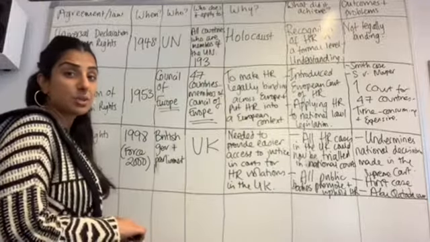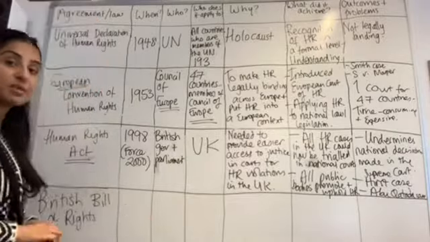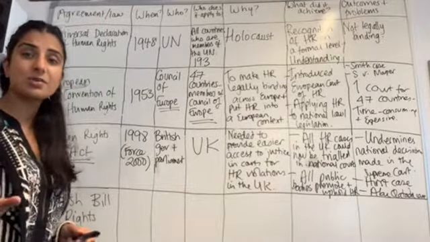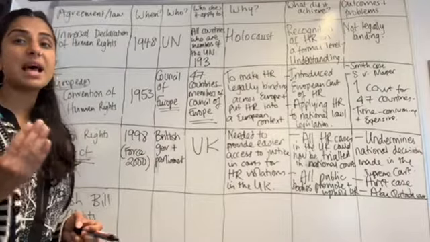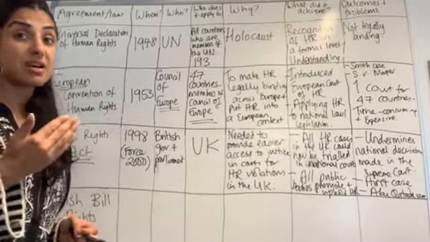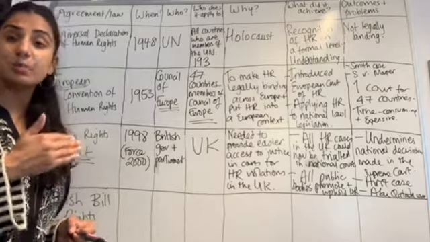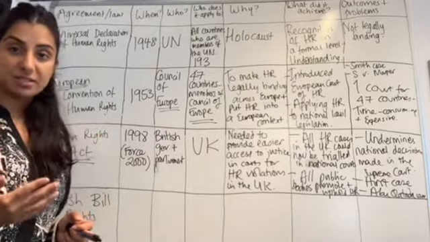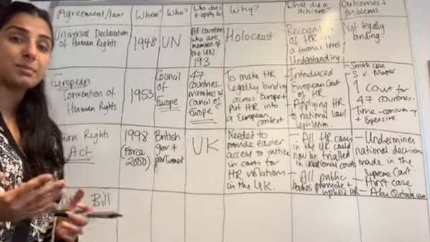The next piece of legislation we're going to look at is the British Bill of Rights. So the British Bill of Rights does not exist. Please remember that. It does not exist. Different MPs and the Conservative government have discussed and thought about it, but it has not been discussed in Parliament or debated, and therefore doesn't exist. But it's something that some people do want to introduce.